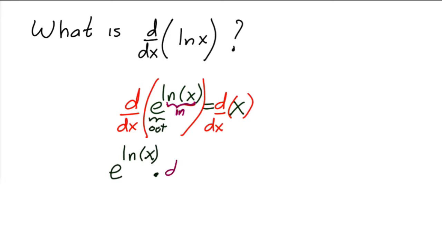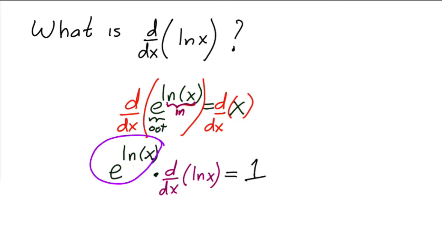So I'm just going to write it as the derivative of natural log of x, symbolizing that I have to get the derivative of it from the chain rule, but I don't actually know what it is. And then this is going to equal the derivative of x, which is simply the number 1. Well, check this out. This e to the natural log of x, that was my original starting point, is simply equal to x. So then what I have is that x times the derivative of natural log of x is equal to 1.